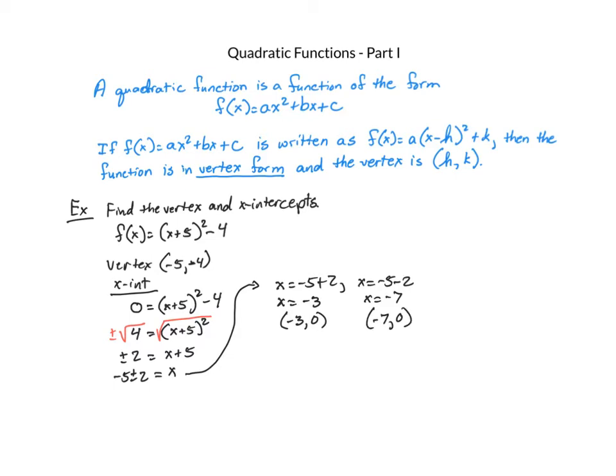Using the vertex and the x-intercepts, that would be enough to come up with a respectable graph of this parabola. (-5, -4) is our vertex. I'd put (-5, -4) about right here. Our x-intercepts are at -3 and -7. And I could sketch my parabola. Certainly you could do more, plot a few points, find the y-intercept, but this is a reasonable graph for this particular function. Let's move on.